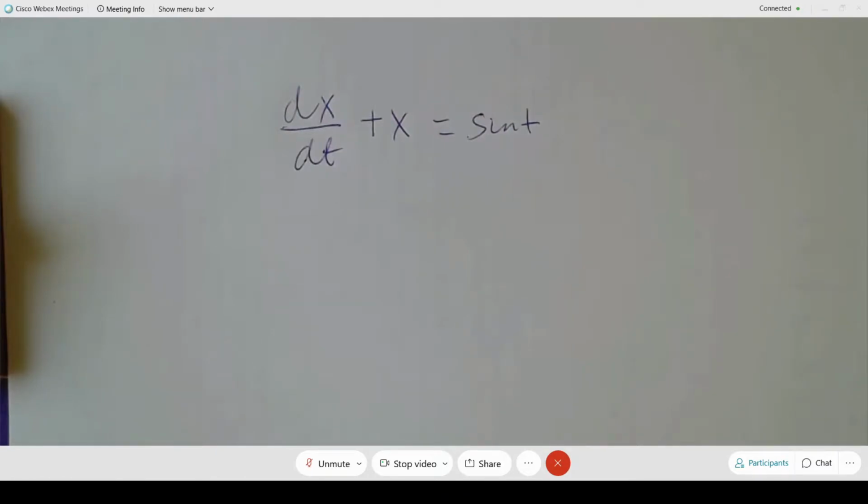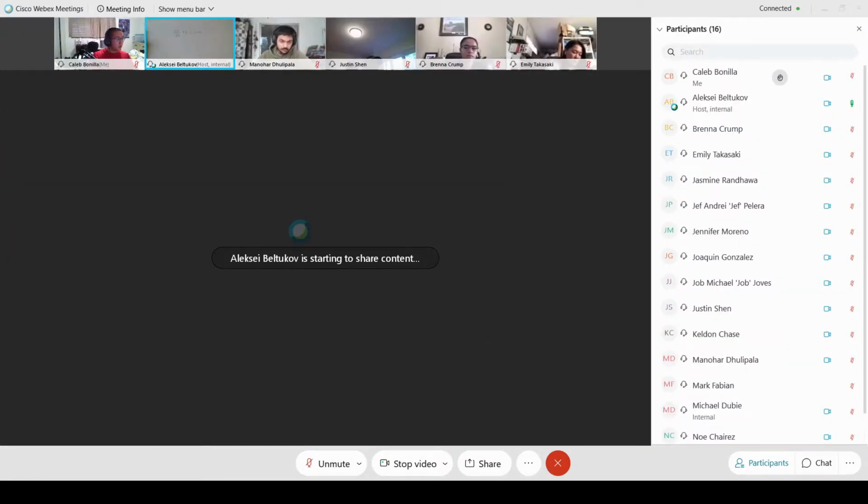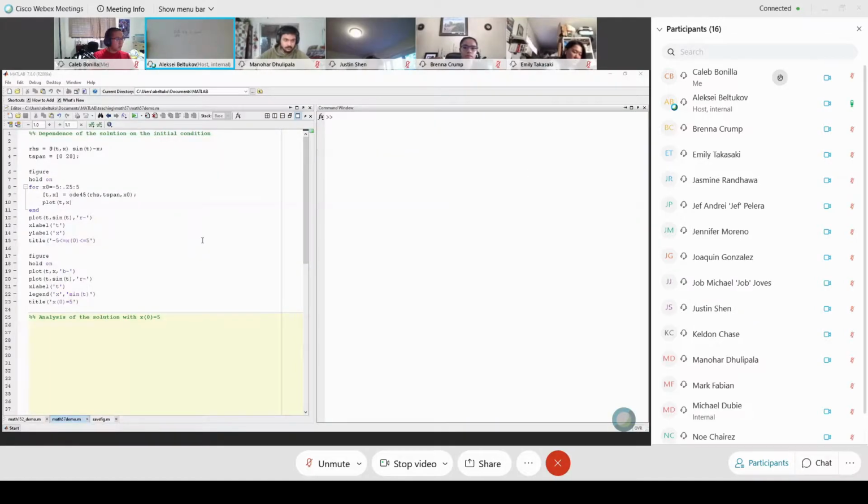Also, one objective today is to understand how the solution of this equation depends on the initial condition. And that's one thing you need to understand in order to understand these equations in general. On this cheerful note, let's go to MATLAB. I already started writing some code here. Does everybody see MATLAB on their screen?